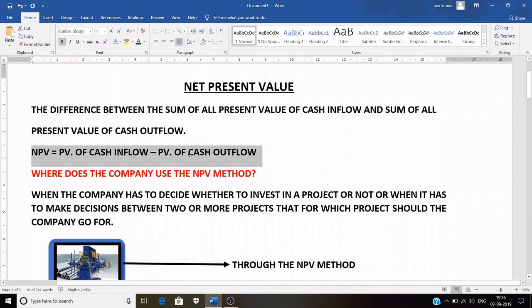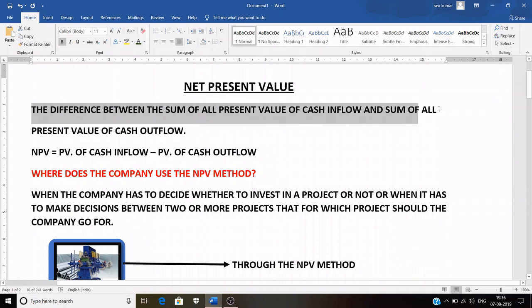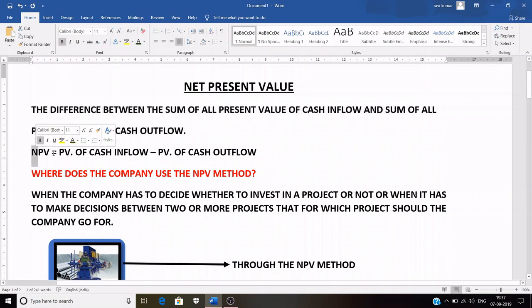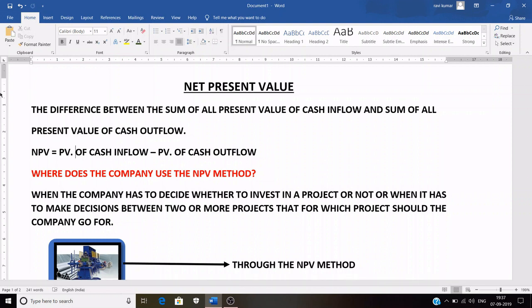And on the basis of this formula, you can also make the definition of net present value, which says that NPV is the difference between the sum of all present values of cash inflow and the sum of all present values of cash outflow. Later on, we will do the question of NPV and try to understand where we actually use NPV in the real situation.